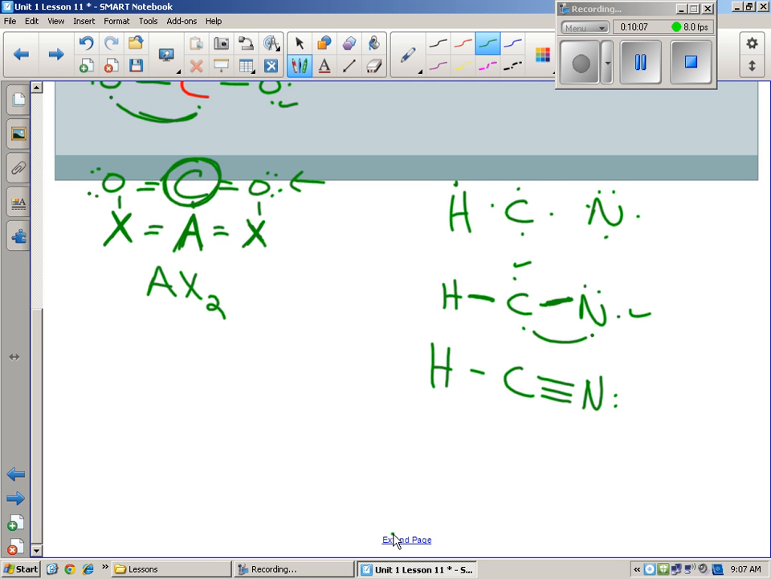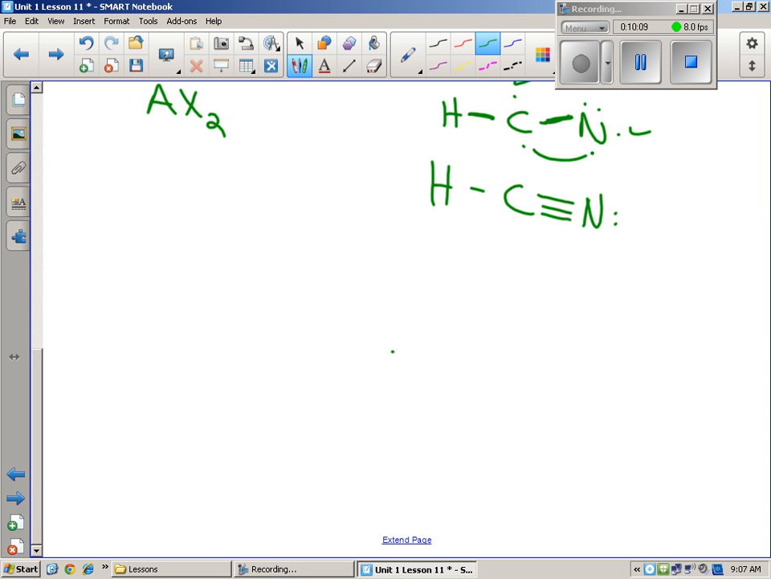Let me just move that up here for a sec. Once again, this one here is the central atom. AX2 again, yes?